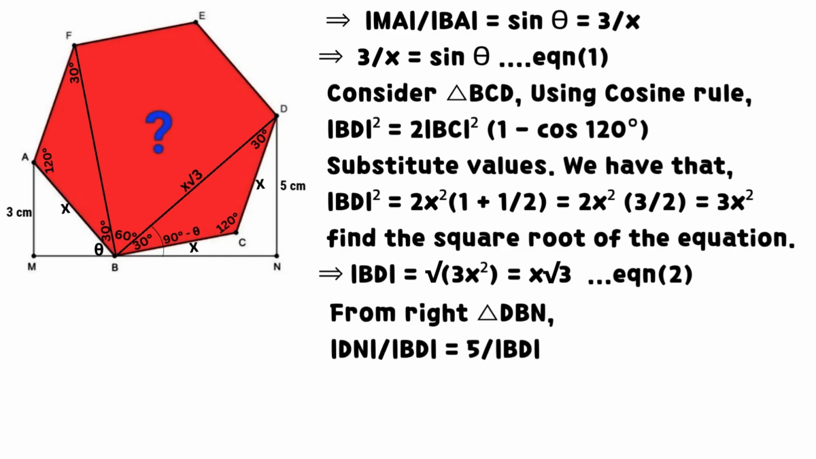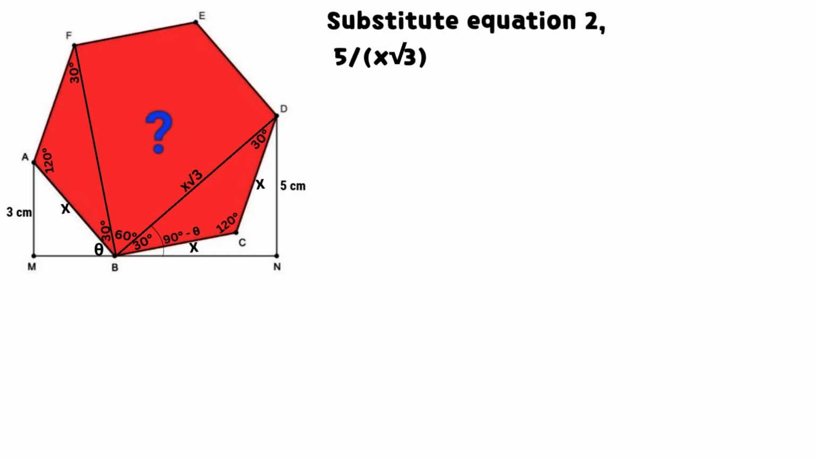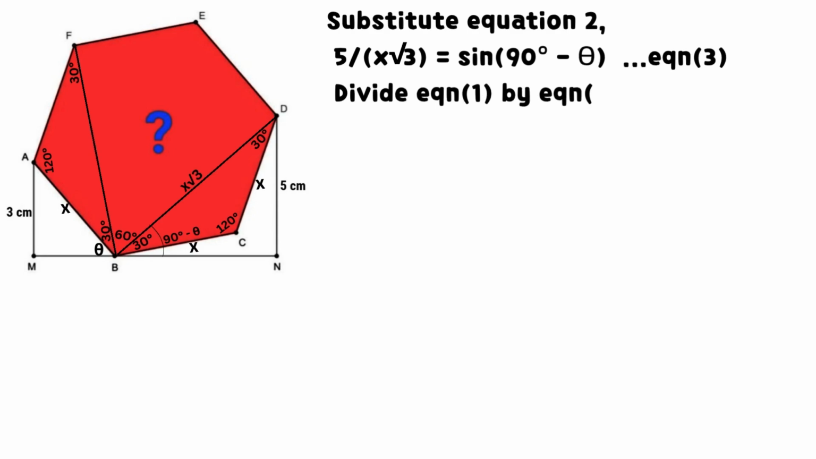From right triangle DBN, line DN divided by line BD equals 5 divided by line BD, which equals sine of 90 degrees minus theta. The substitution is obtained from equation Y. Substitute equation 2. 5 divided by x times the square root of 3 equals sine of 90 degrees minus theta. We call it equation 3.